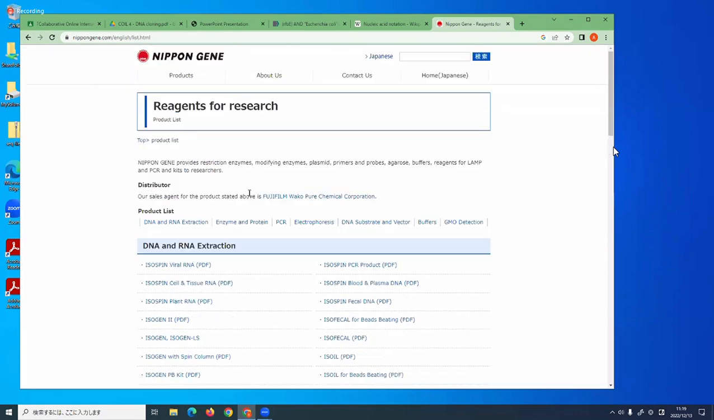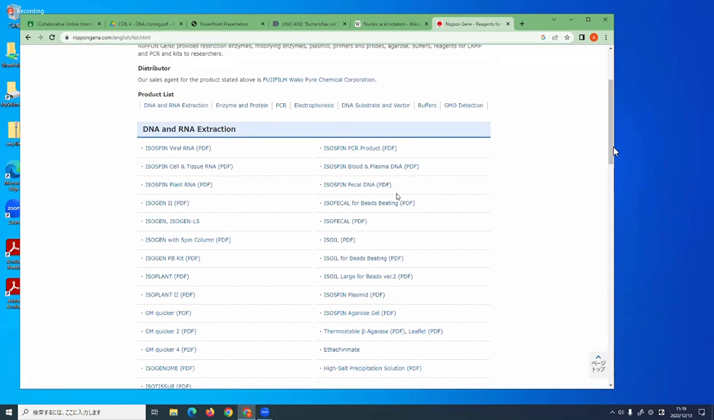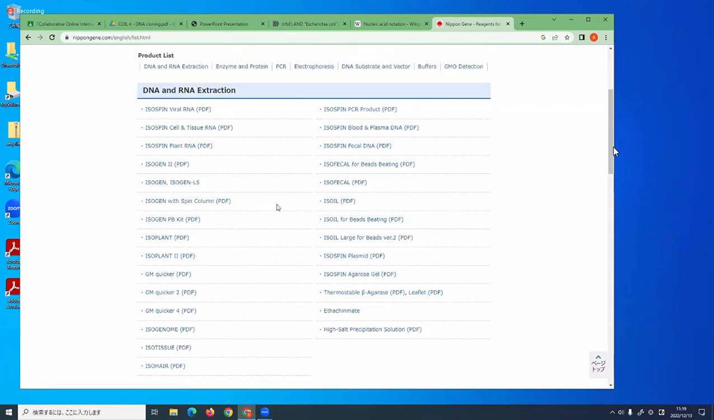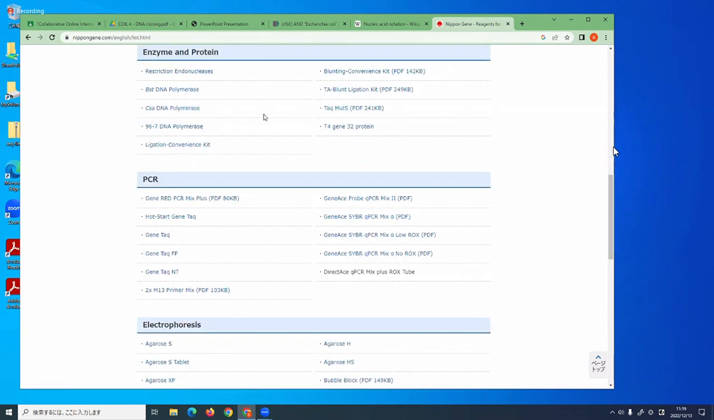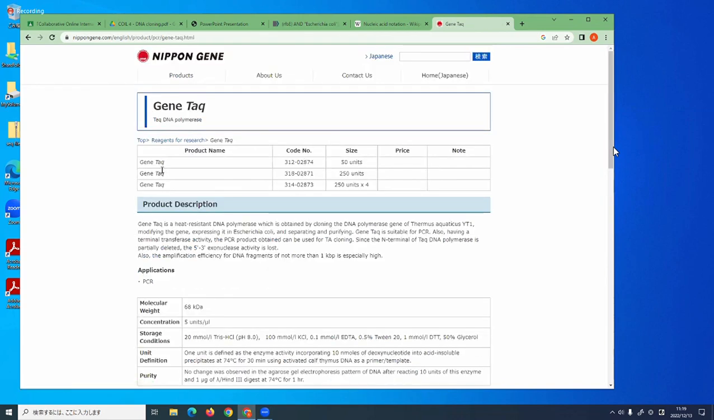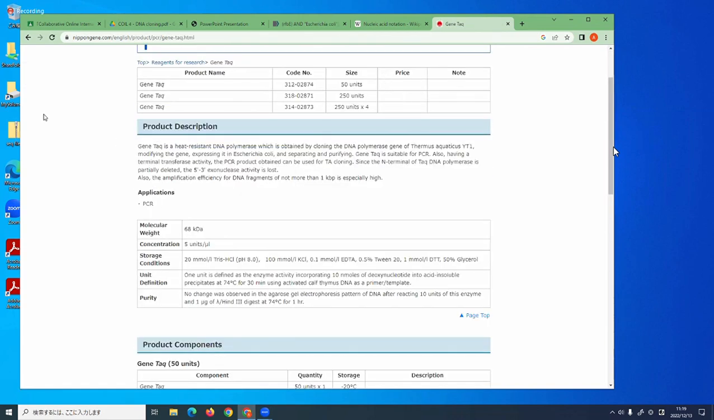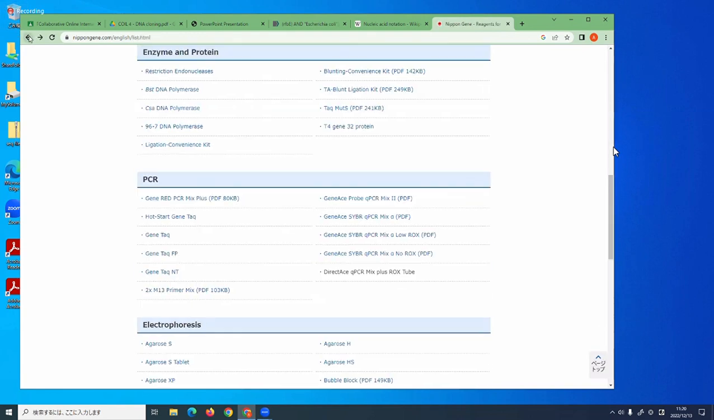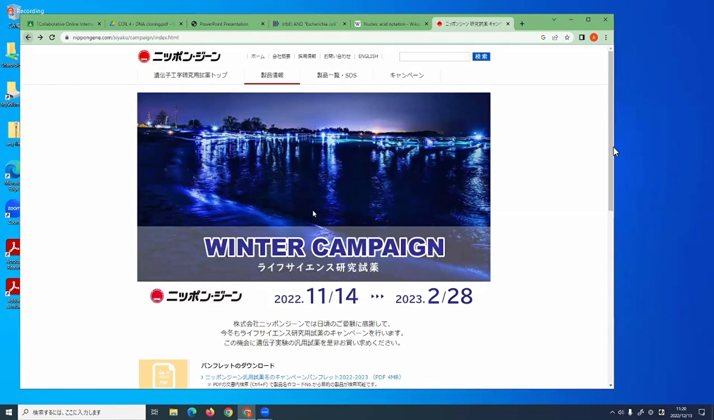Somehow, if you go to the page in English, there's no more sale, right? So I think that's what happens in Malaysia. Usually, you'll get the normal price. So enzyme and protein. Let's look at PCR. So PCR Taq polymerase. So here, even the price is not available in English. All right, let's just go back into the Japanese page.